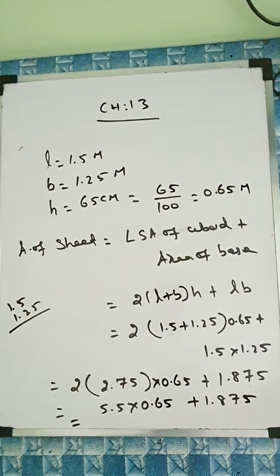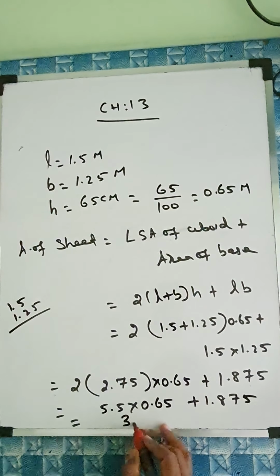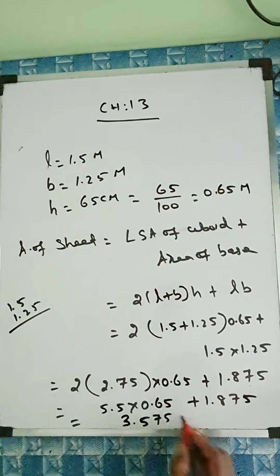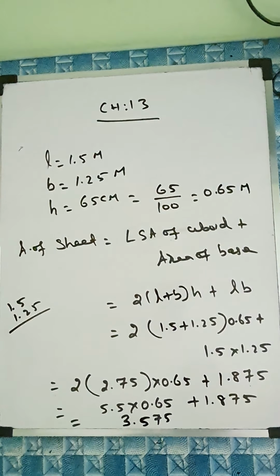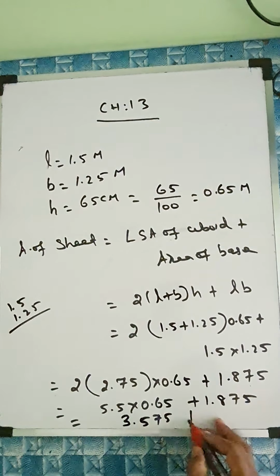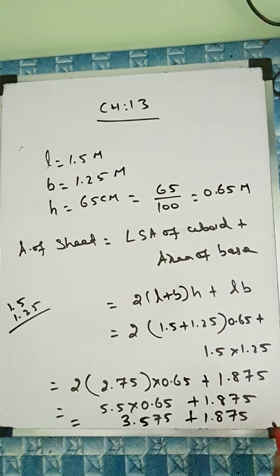So 5.5 into 0.65 will be 3.575. Then 3.575 plus 1.875. So we'll add these two numbers now.